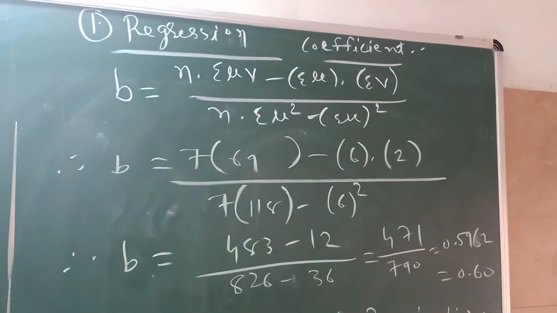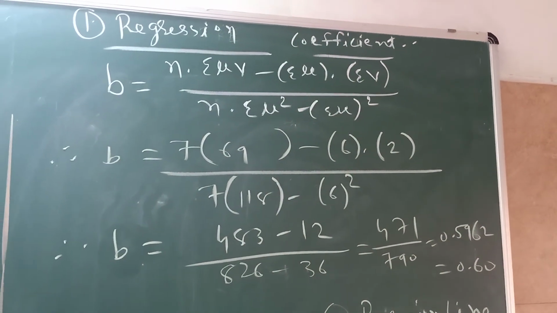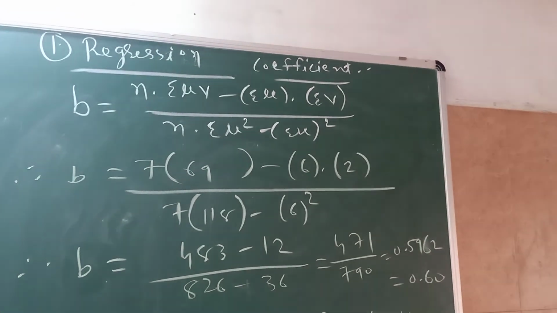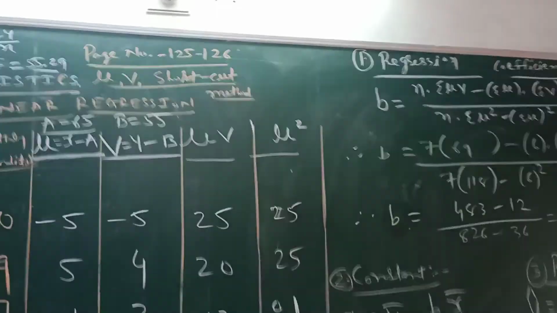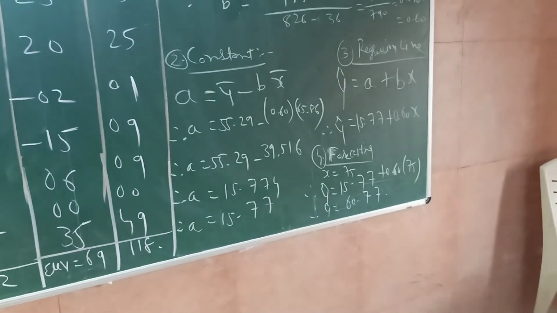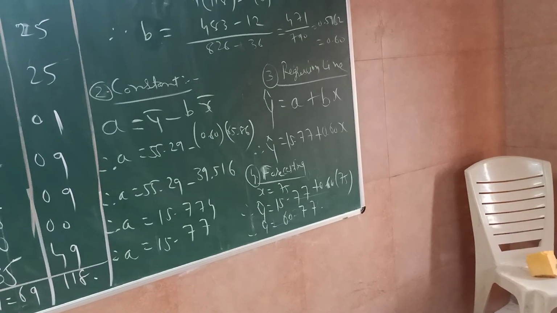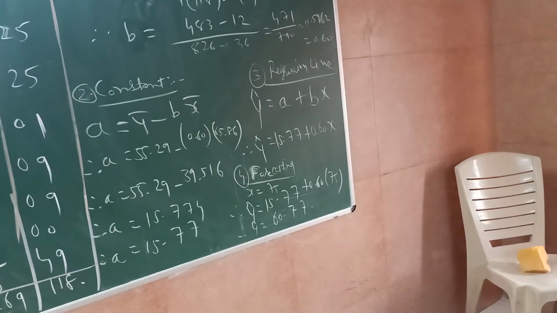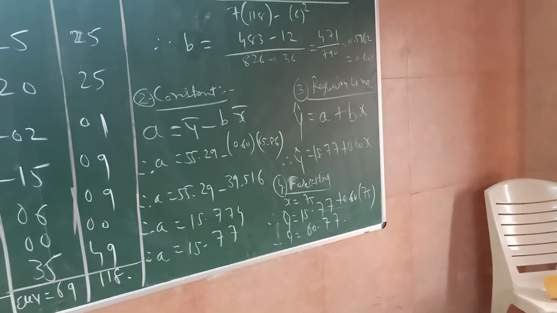After preparing the columns, there are 4 steps. First step is the regression coefficient, UV method, formula of B: n sigma UV minus sigma U sigma V over n sigma U square minus sigma U the whole square. Second step is the constant A, which means y bar minus B x bar. Our third step is the regression line, y cap equals A plus bx. And our last step is forecasting. We put the value 75 and got the answer 60.77.